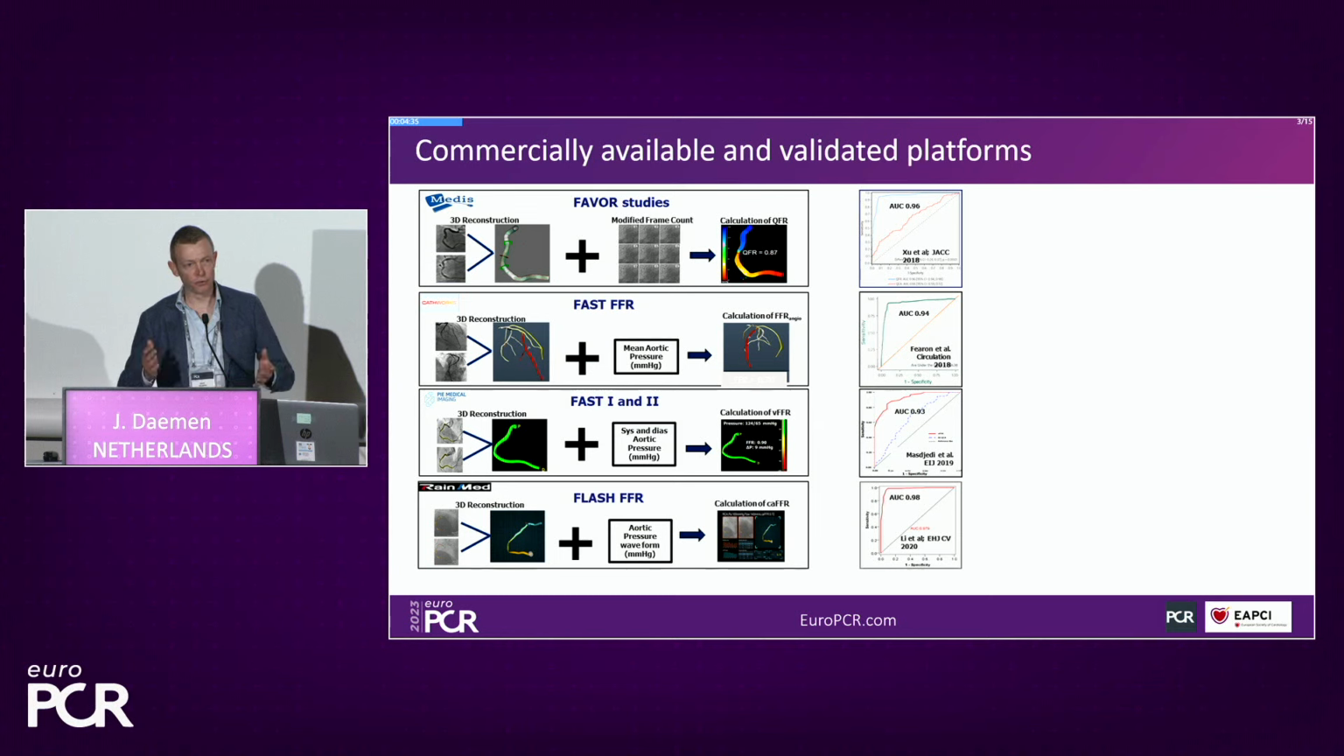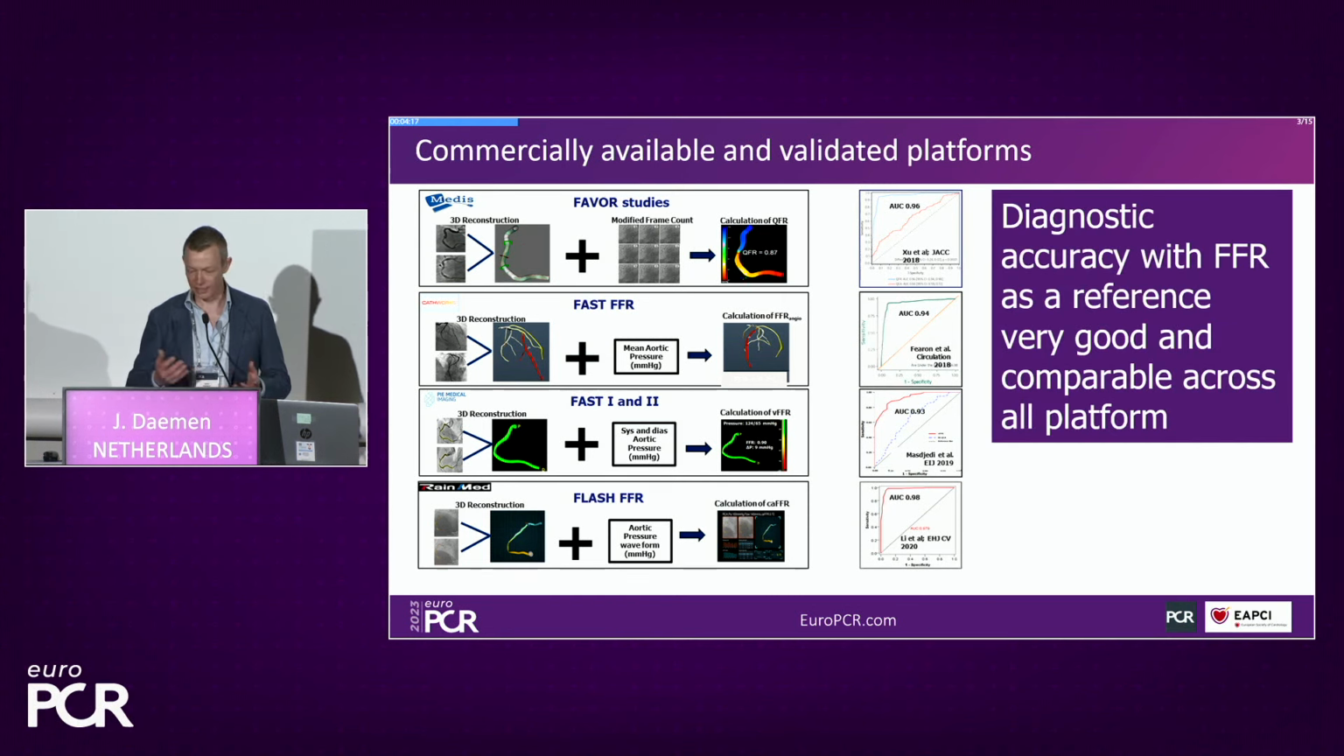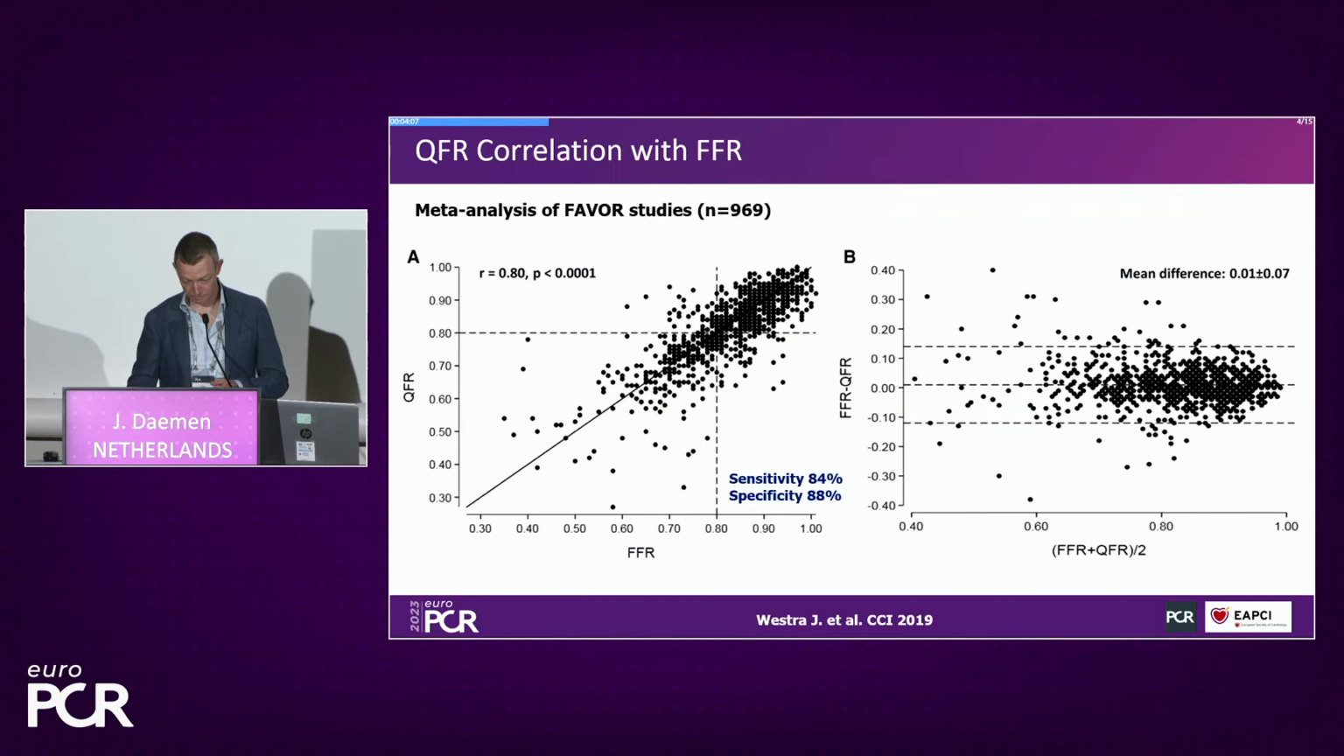As most of you have seen over the past decade, there are now at present 4 commercially available software platforms allowing you to compute online angiography-based physiology. Each of these platforms has been validated in a series of validation trials, and they all showed the same thing, namely that the diagnostic accuracy of these technologies, with pressure wire-based FFR as a reference, is very good and comparable across each of these individual platforms.